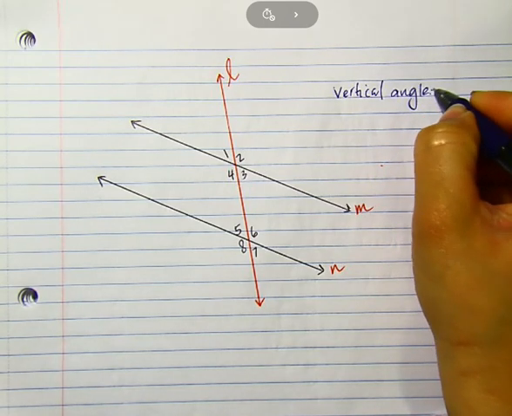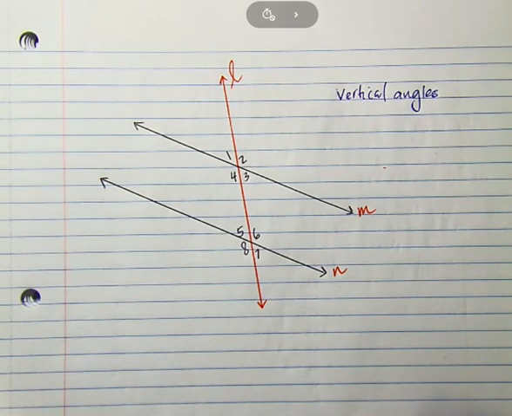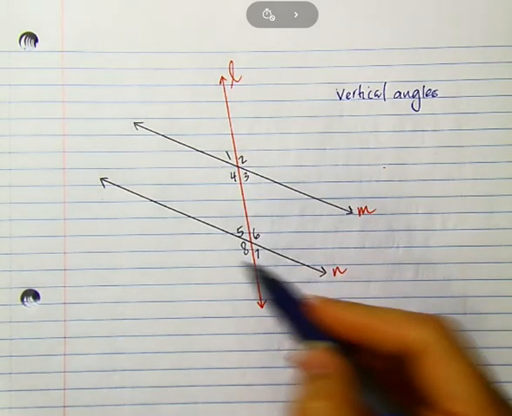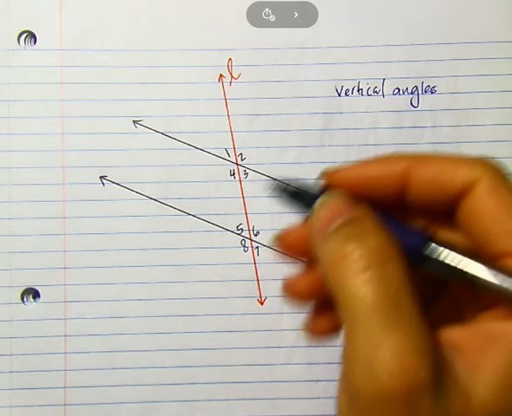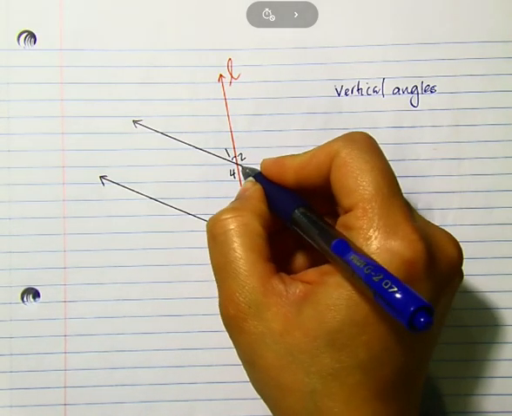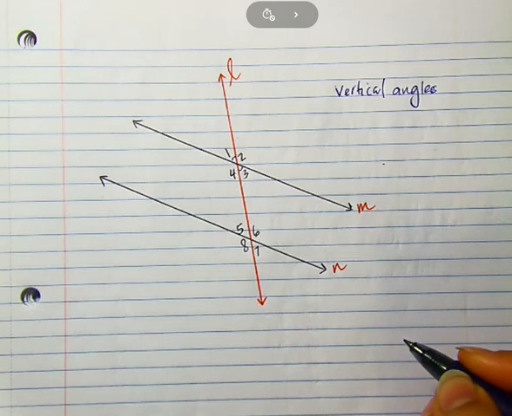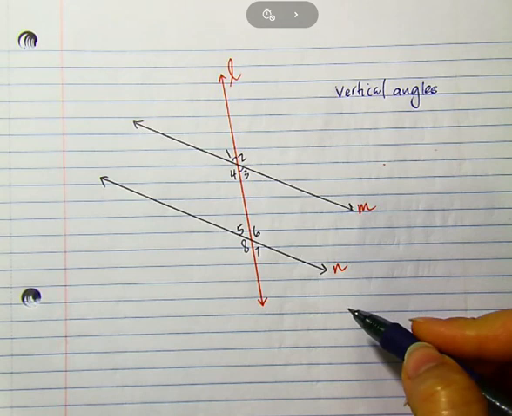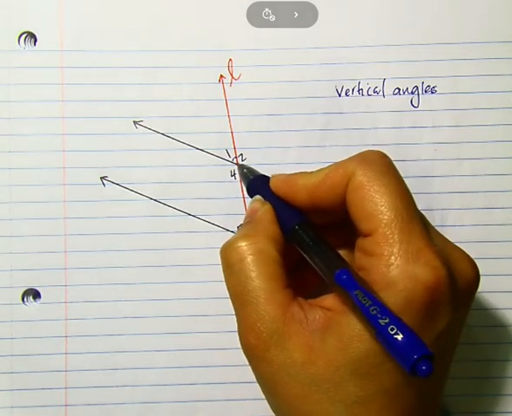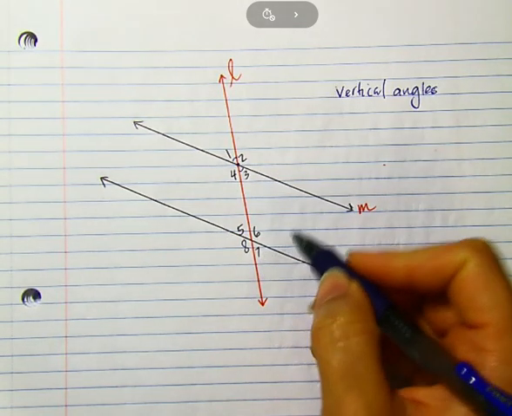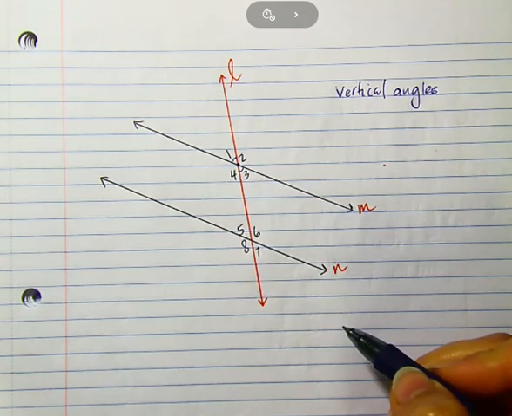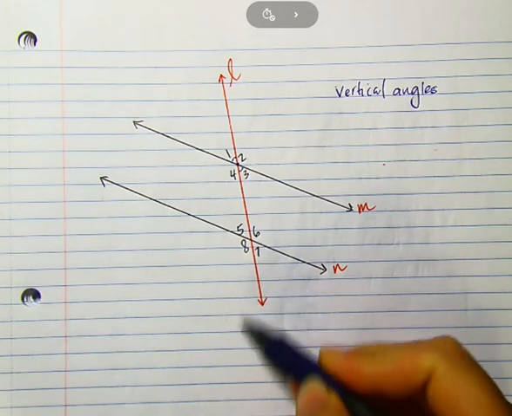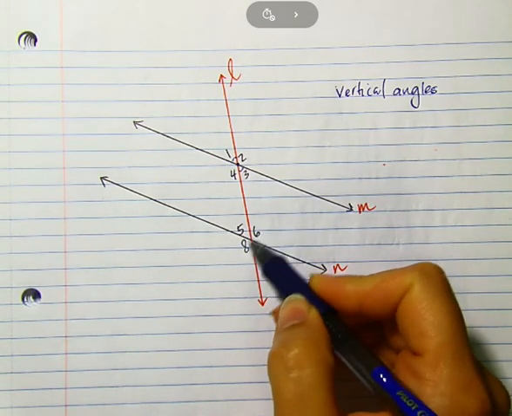Okay, and vertical angles are angles that pretty much share a vertex. So by looking at these two parallel lines cut by a transversal, you can tell that angle 1 and 3 are vertical angles. Again, they're angles that are formed by two intersecting lines, okay? And those angles share a vertex right in between. So 1 and 3 are called vertical angles. 2 and 4 are vertical angles, 5 and 7 are vertical angles, and so are 6 and 8.